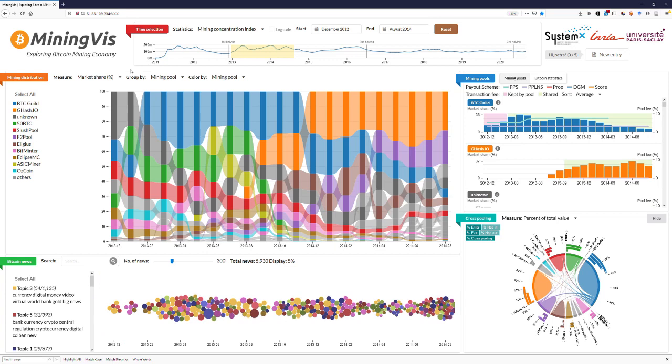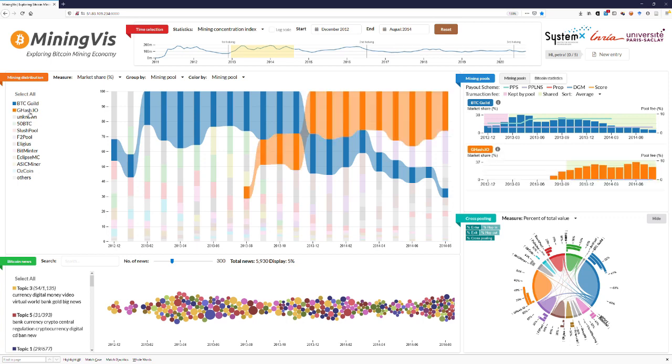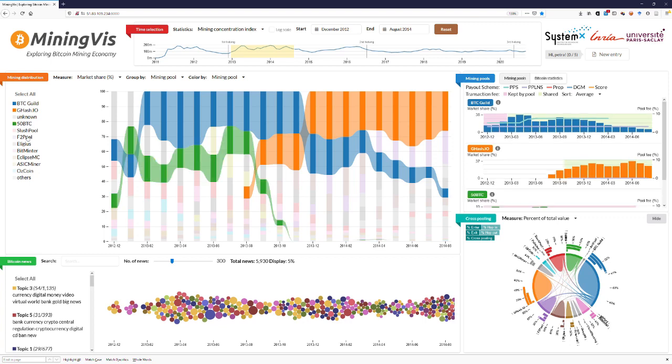The main view shows the ranking of the top 10 mining pools in this selected time frame. Mining pools are currently sorted by the proportion of the total hash rate, which we call the market share. We can see that BTC Guild increased its market share and remained the top pool for almost all of 2013. Ghash.io came on the scene in August and increased its market share until it became the largest pool. Other pools like 50 BTC and ASIC Miner did well for parts of the year, but then seem to have stopped operations.